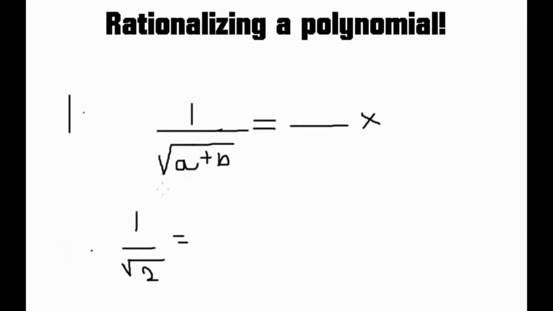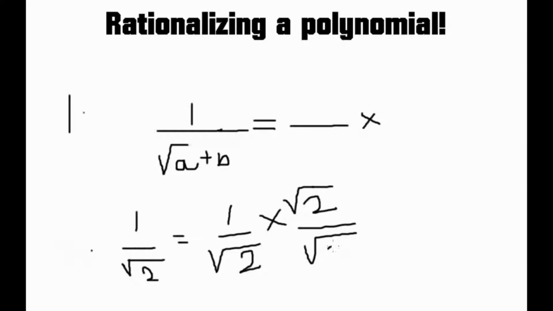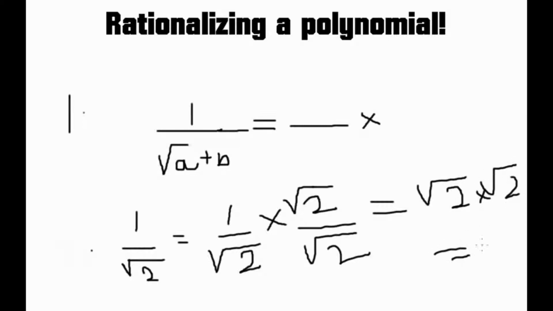So let's go ahead. 1 under root 2. To rationalize that, we need to do 1 under root 2 into under root 2 by under root 2, because under root 2 into under root 2 is equal to 2. So we have rationalized the denominator. So ultimately we have reached our goal.